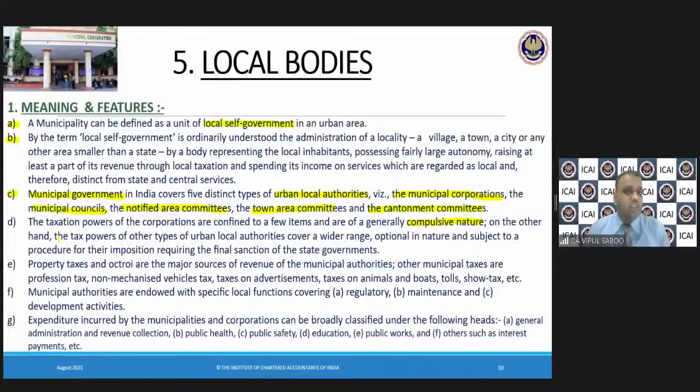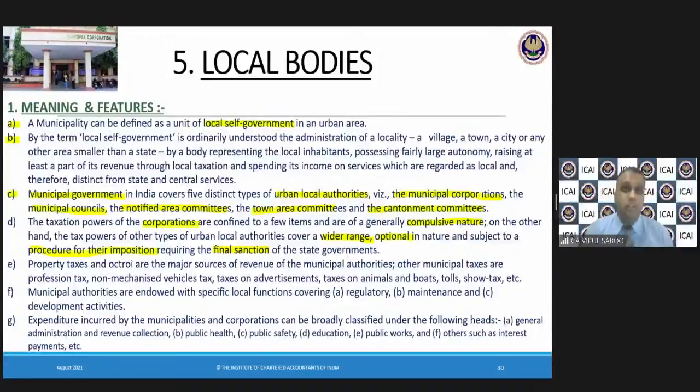On the other hand, the taxation powers of other types of urban local authorities cover a wider range, optional in nature, and subject to a procedure for their imposition, requiring final sanction of the state governments. So what does it say? It says we have read about 5 types of municipal governments: the municipal corporations, the municipal councils, the notified area committees, the town area committees, and the cantonment committee. So it says in the case of municipal corporations, the taxes, what is the source of taxes for any government body, source of revenue for any government body? The taxes. For any government, the major source of revenue, the money, is taxes. They collect taxes and spend it upon people, spend it upon infrastructure, spend it upon giving you the various facilities. So for this purpose, the taxes imposed by municipal corporations are compulsive.